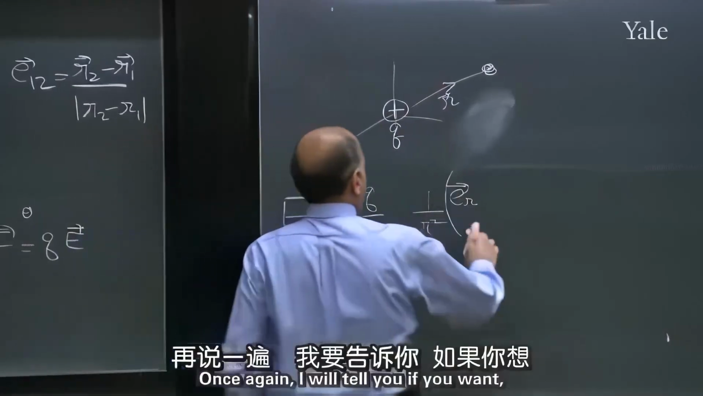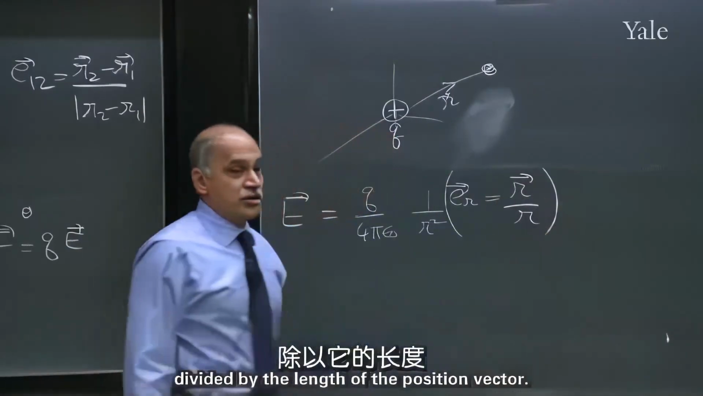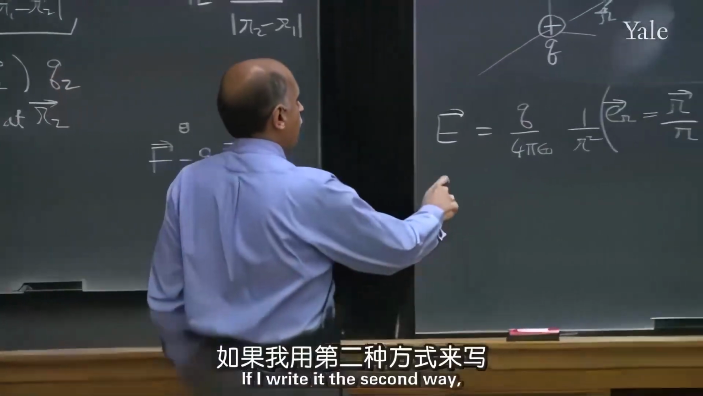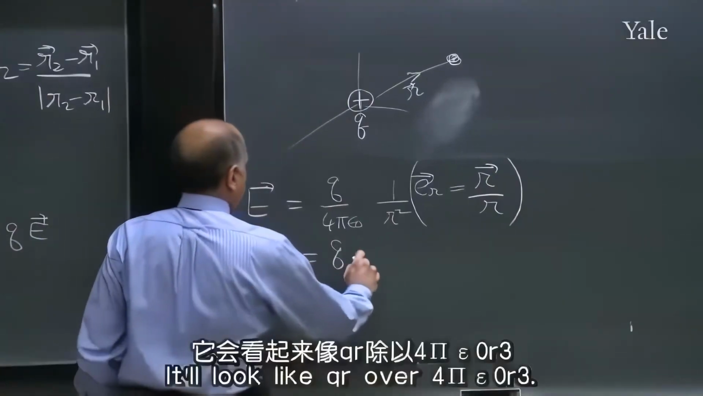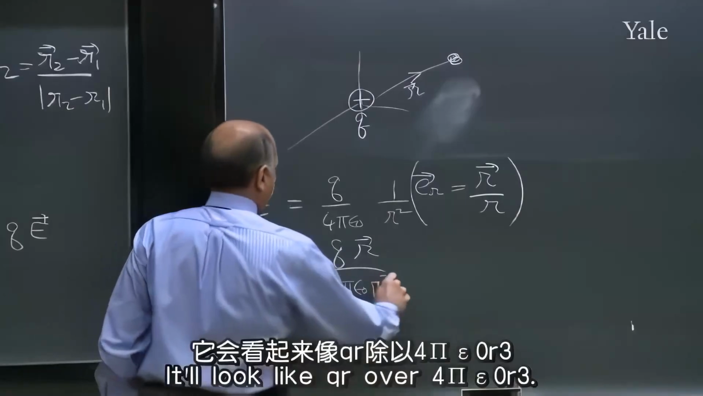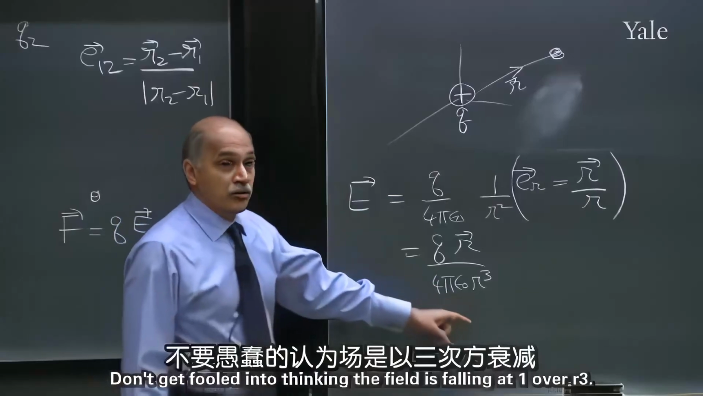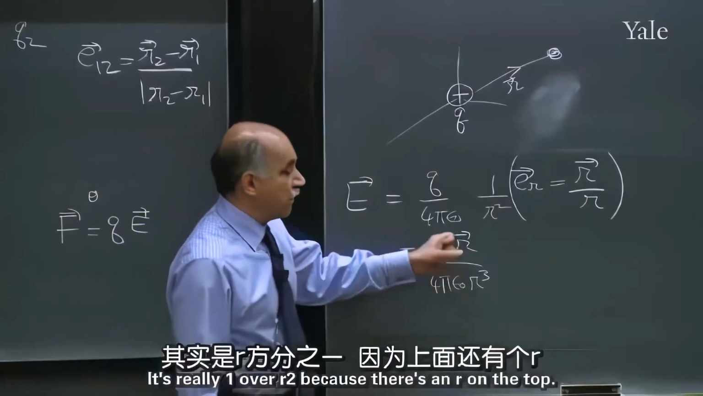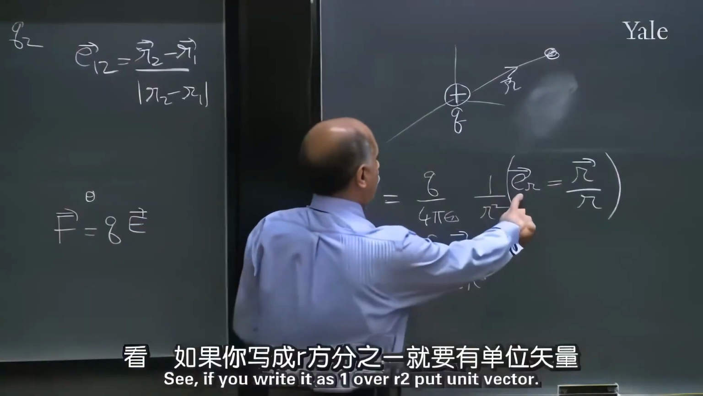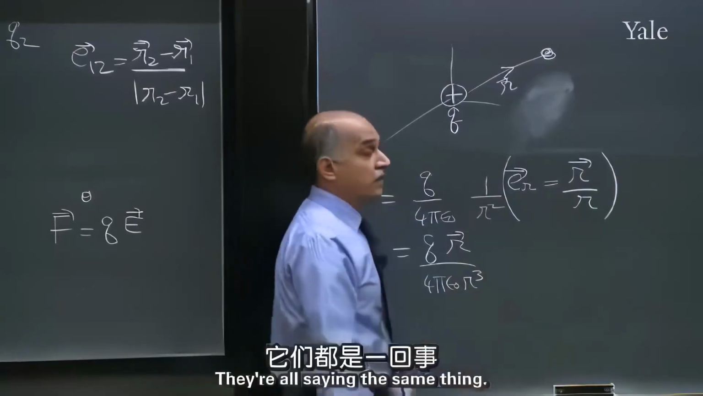Once again, I will tell you, if you want, you can write that as the position vector divided by the length of the position vector. They're equivalent ways. If I write it the second way, you got to be a little careful. It will look like q r over 4 pi epsilon 0 r cubed. Don't get fooled into thinking the field is falling at 1 over r cubed. It's really 1 over r squared because there's an r on the top. So if you write it as 1 over r squared, put a unit vector. If you write it as 1 over r cubed, put the position vector. They are all saying the same thing.